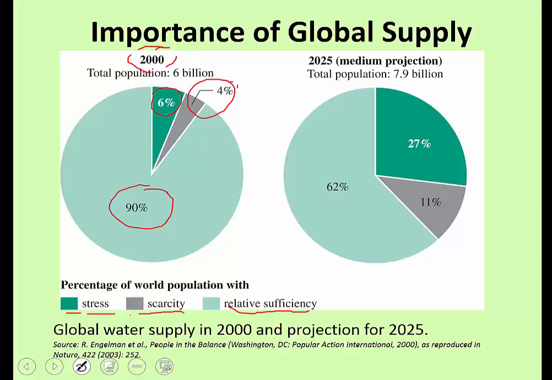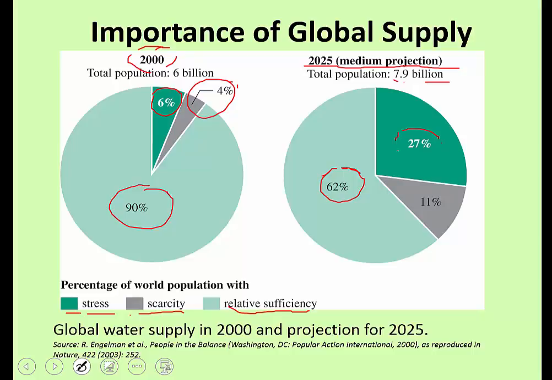Now, from that point, if we look at projections, and this is a projection for the year 2025, and this is just a medium projection. This isn't an extreme scenario, just kind of middle of the road. Projecting the population by then will approach almost 8 billion. Now look at the change in the numbers, only 62%. So we've dropped almost 30% in the population that had sufficient water.